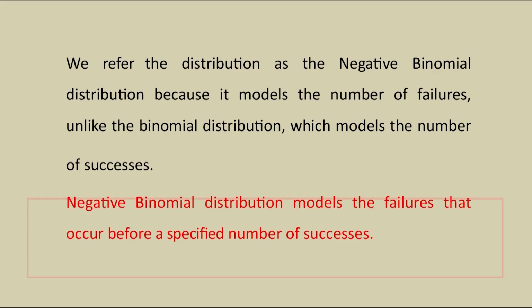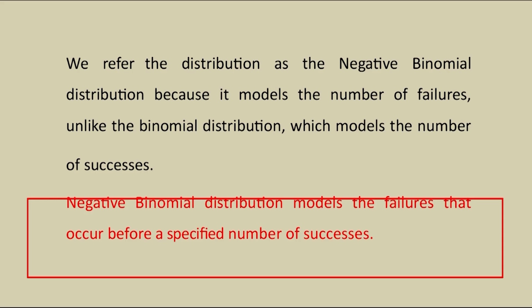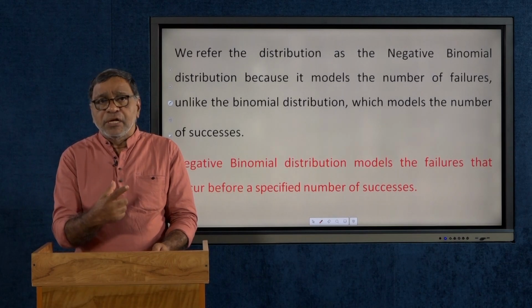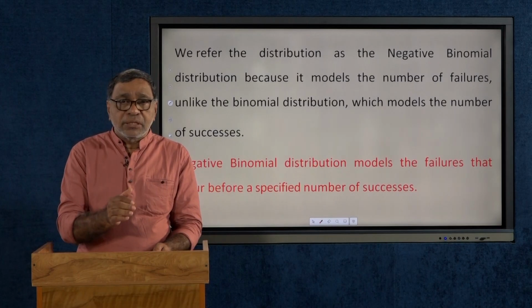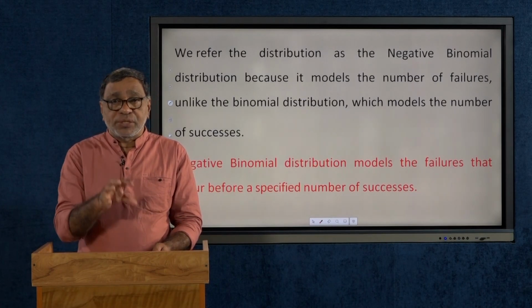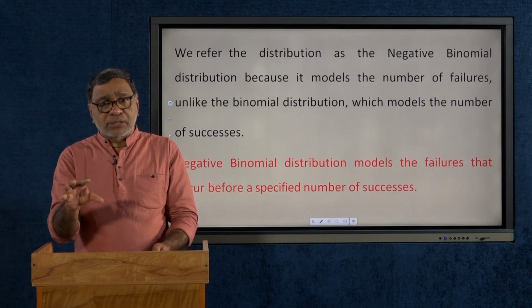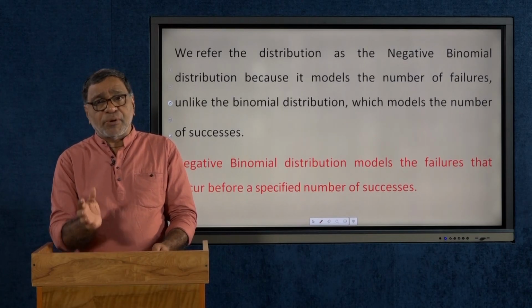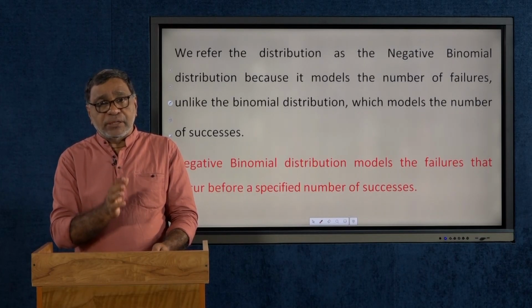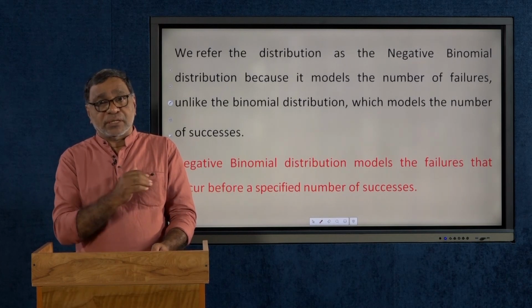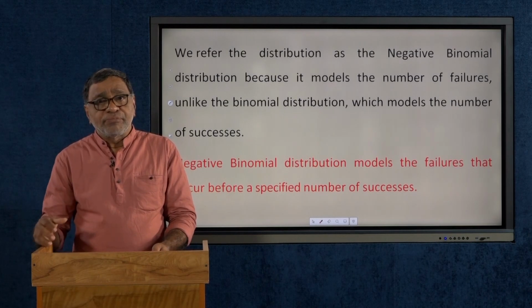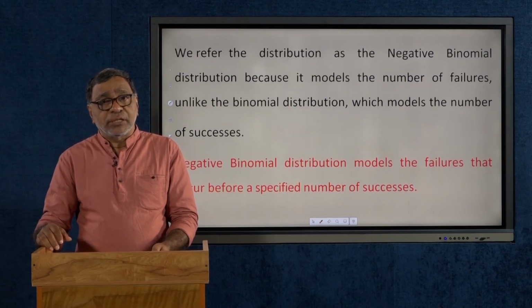So, the negative binomial distribution models the failures that occur before a specified number of successes. Let me repeat: the negative binomial distribution models the failures that occur before a specified number of successes. Suppose it is 10 successes. What is the probability of getting the 10th success, and how many failures occur before the 10th success? That type of situation is handled by the negative binomial distribution.